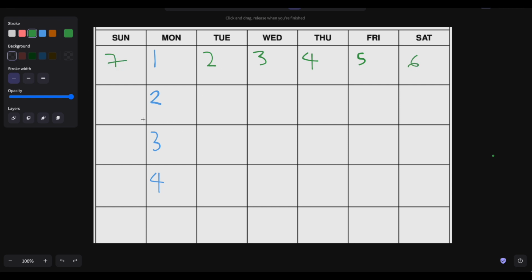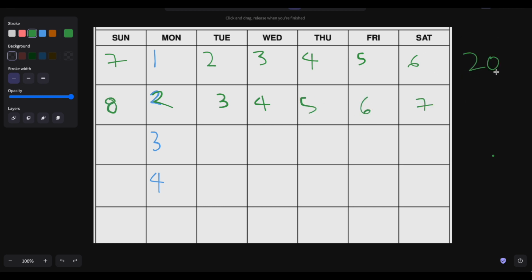Then in the next week, instead of adding 1 to the previous day, we add it to the previous Monday. So instead of adding 1 to 7 to be 8, we add 1 more to the last Monday. So we add 2. And then from here, we add the 3, 4, 5, 6.